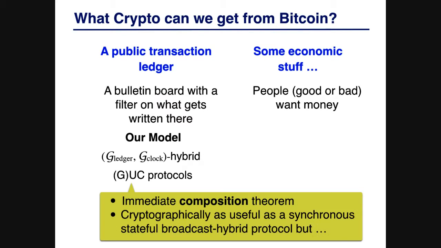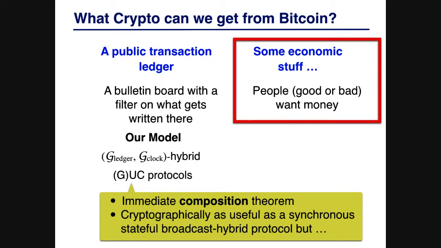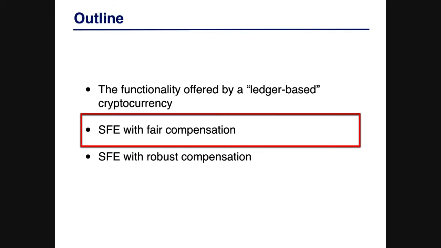But looking at it, you might be wondering why that is more useful than just having a broadcast channel. I could do whatever the ledger gives me just by having stateful protocols and a broadcast channel. Whenever I wanted to put some transaction in, I broadcast it to the network, and the validation is done locally by the parties. So actually, what makes Bitcoin more interesting for crypto is this economic aspect. Based on it, we actually have some better notions of secure function evaluation.